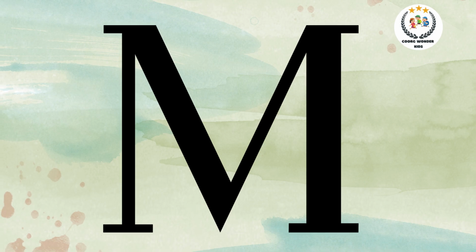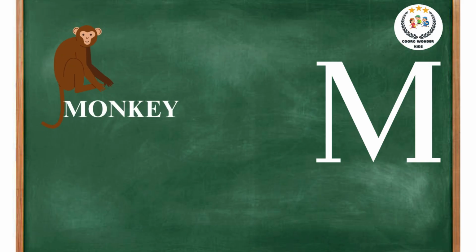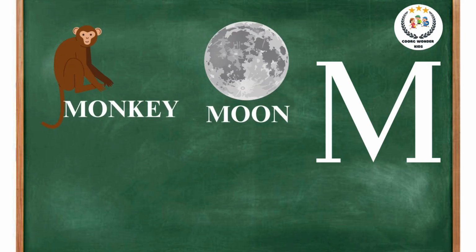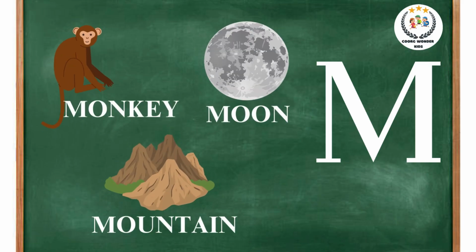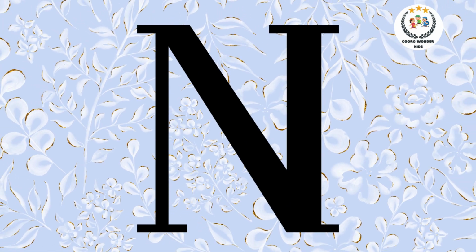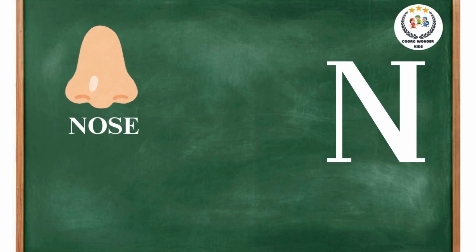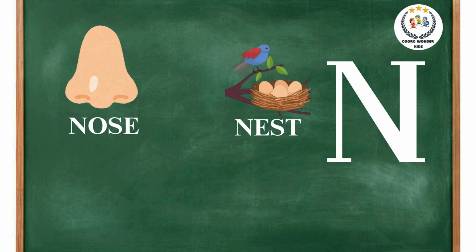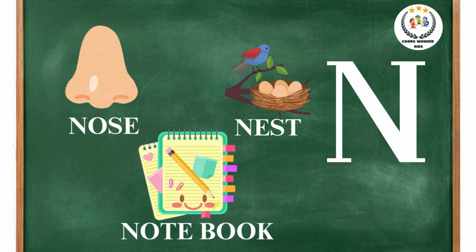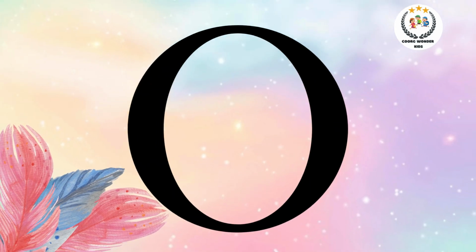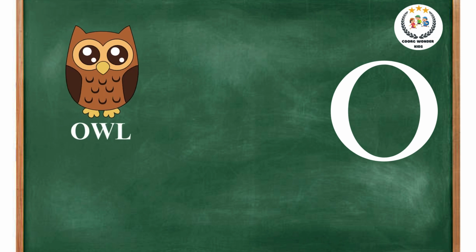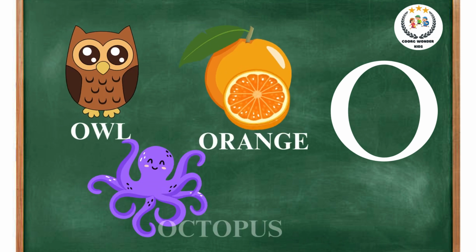M. M is for monkey, moon, mountain. N. N is for nose, nest, notebook. O. O is for owl, orange, octopus.